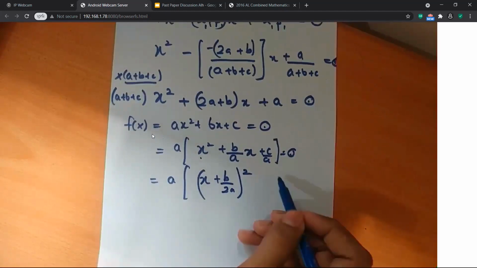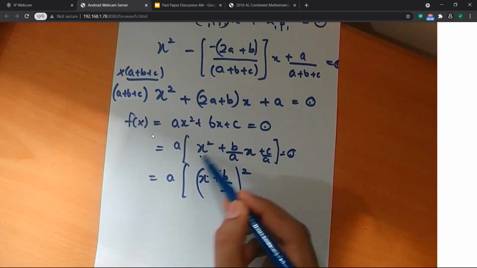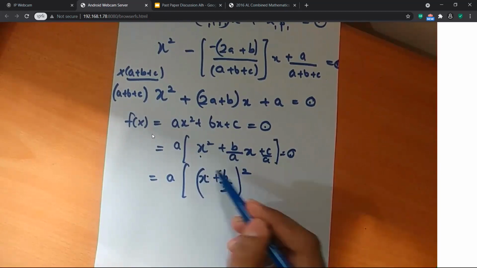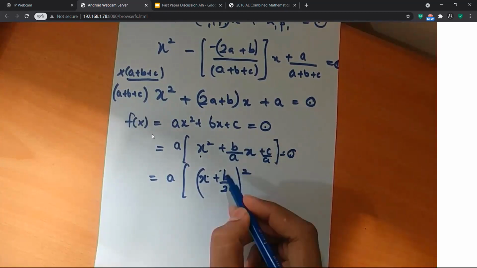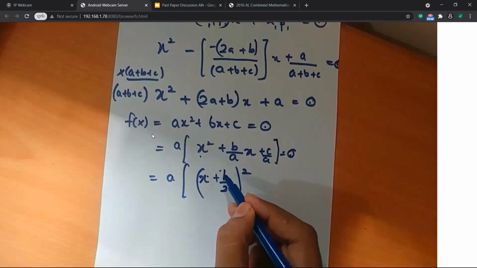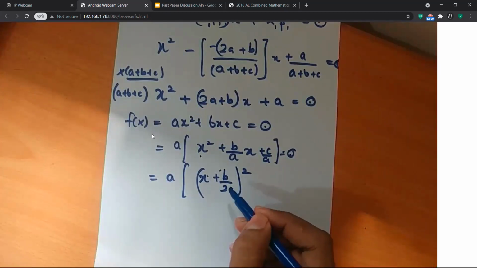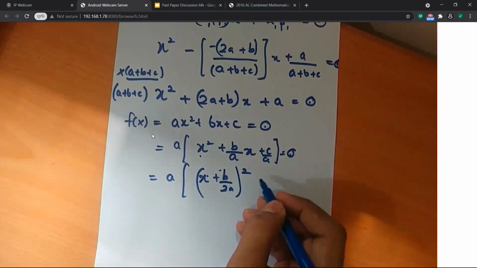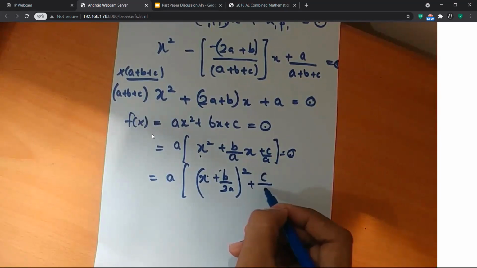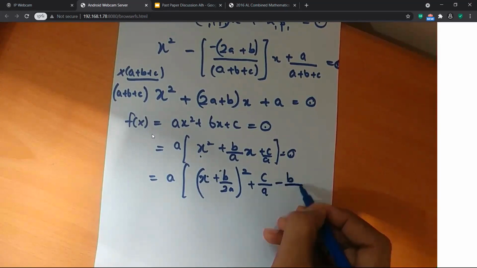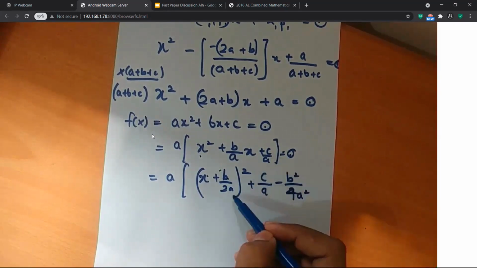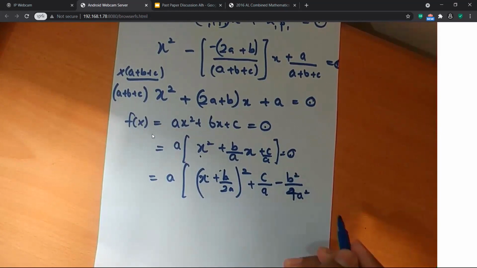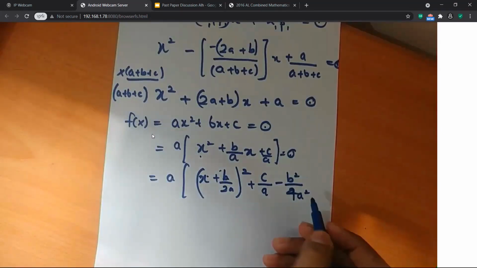Now when you square it, you get two terms. x squared will give you this term, and then x into this, into twice, would give you the middle term. But there will also be an extra term, that is the square of this b over 2a, that is b squared over 4a squared. So we need to subtract that. So c over a minus b squared over 4a squared. b squared is b squared, 2a squared is 4a squared, right? So I'll simplify it a bit more.